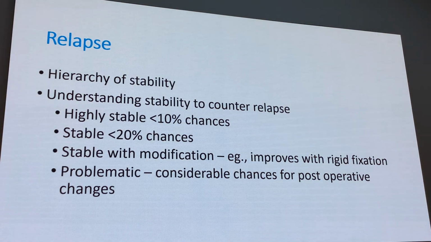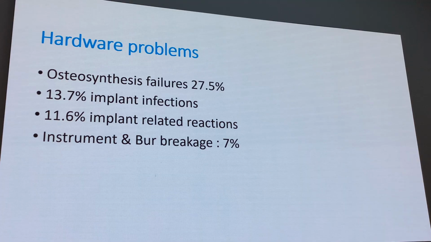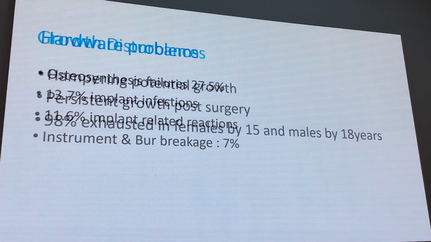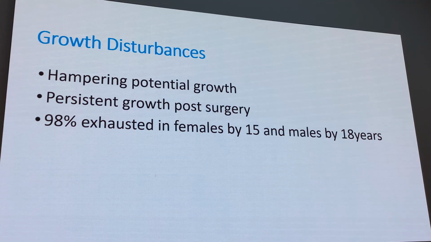Relapse, of course, is variable. Relapse need not happen every time, so each patient may vary. Muscle tone will vary. Neuromuscular balance will vary. So all that has to be kept in mind. Hardware problems sometimes. Growth disturbances. Make sure that the growth is complete and you don't interfere with the growth.